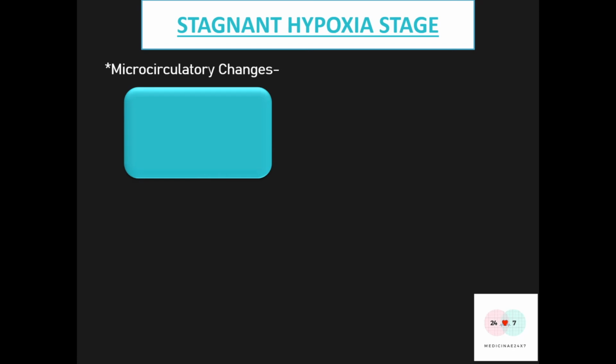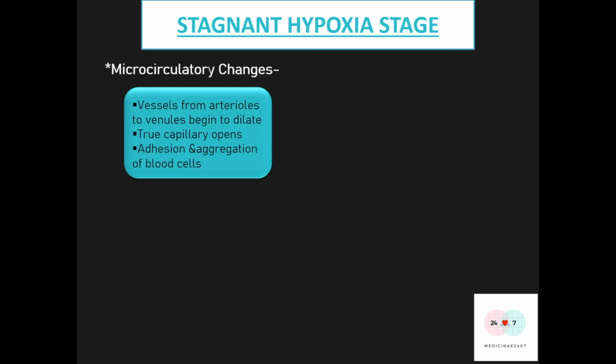The microcirculatory changes that are seen in this stage are that vessels from arterioles to venules begin to dilate. So it's the total opposite of the previous stage. In the previous stage, we saw that the vessels start to constrict, but here the vessels start to dilate. And as a direct consequence, the true capillaries start to open and there is adhesion and aggregation of blood cells.